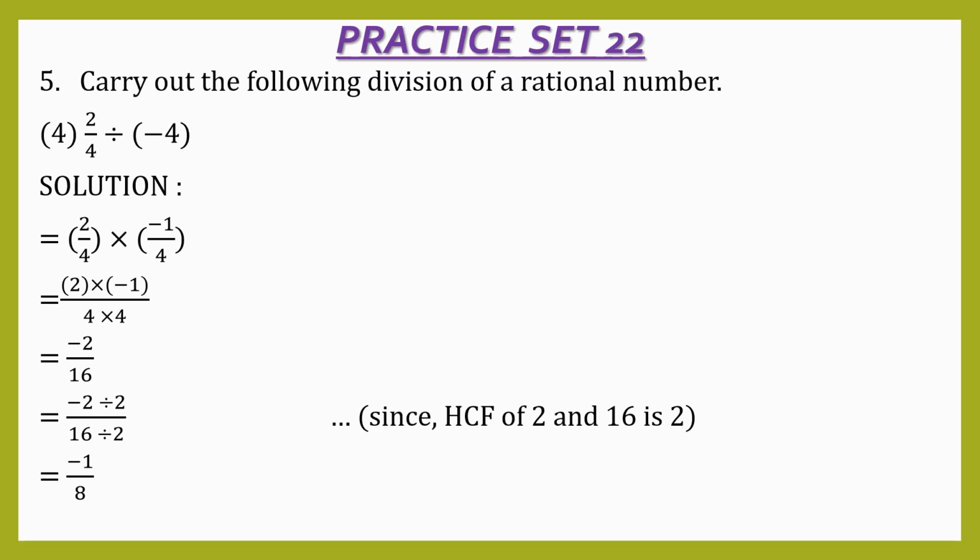So we are going to divide numerator and denominator both with 2. So it will be minus 2 divided by 2 upon 16 divided by 2, which will be equal to minus 2 divided by 2 is 1 and 16 divided by 2 is 8. So it will be minus 1 upon 8.